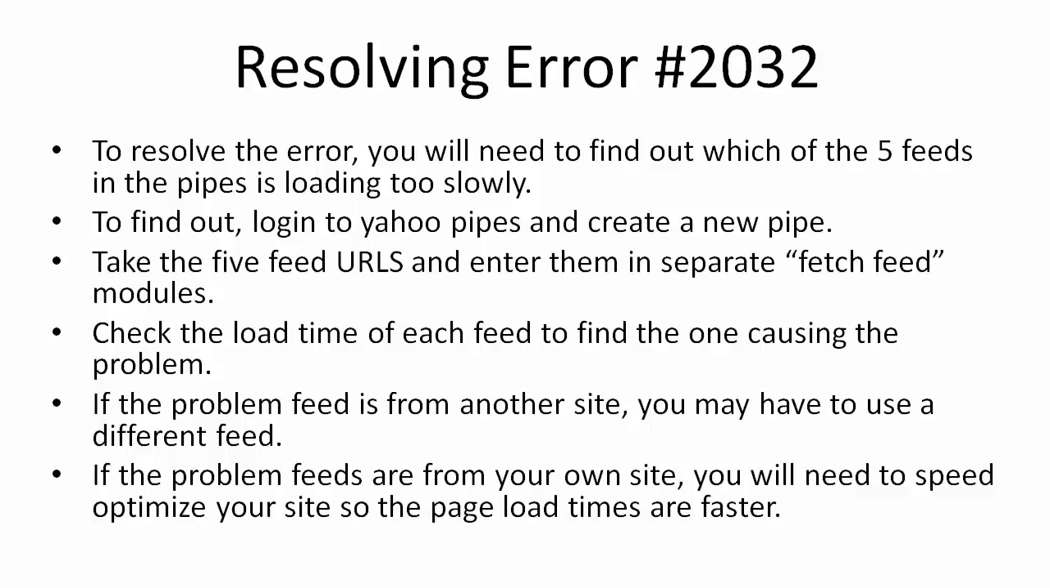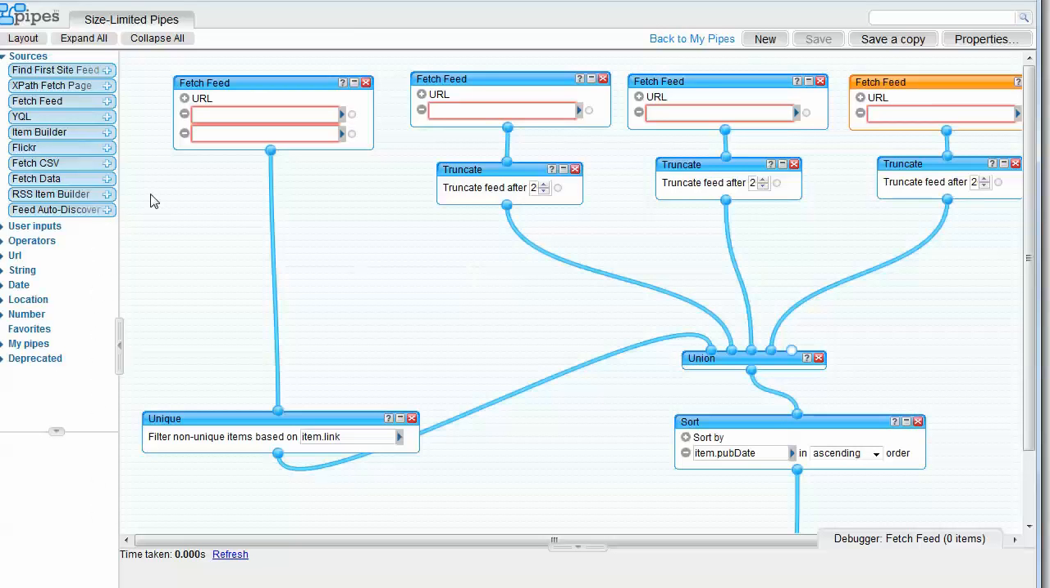Let me go and show you on a Yahoo pipe how you will do this. Okay, so here we are in Yahoo pipes, and once you've logged into pipes, there will be a thing up the top that says My Pipes, and you can either look at an existing one or just create a new pipe.